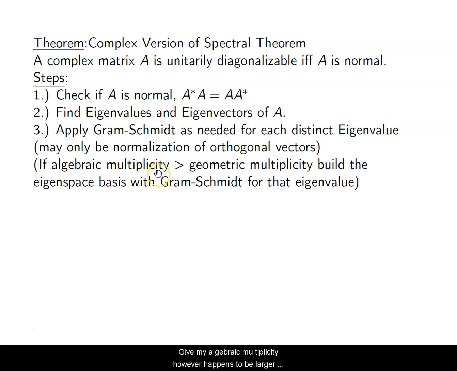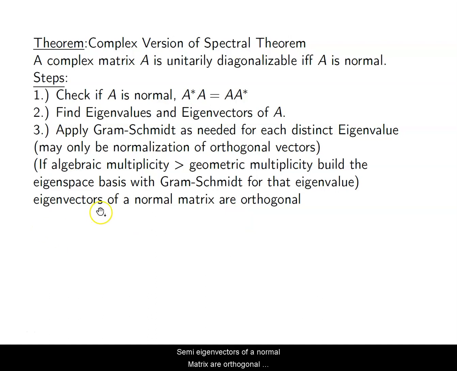If my algebraic multiplicity, however, happens to be larger than my geometric multiplicity, so again, maybe I have an eigenvalue of 2 that shows up 3 times, but it only gives me 2 eigenvectors, right? I'm going to have to create my eigenspace basis by using the Gram-Schmidt for that eigenvalue, right? So I need to make a basis that's equivalent to the algebraic multiplicity, right? I can't have any missing things, right?